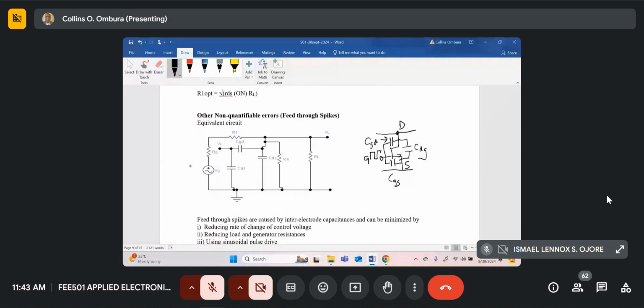So in this circuit over here, this is your drain. It's not a very good diagram. This is your source. And this is your gate. These capacitors are very small for switching FETs, especially chopper FETs.